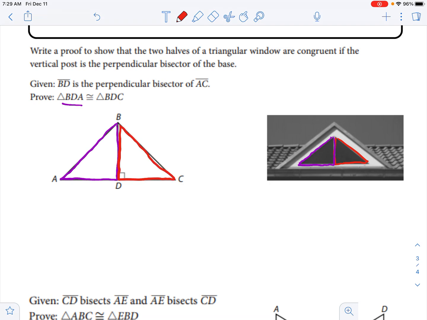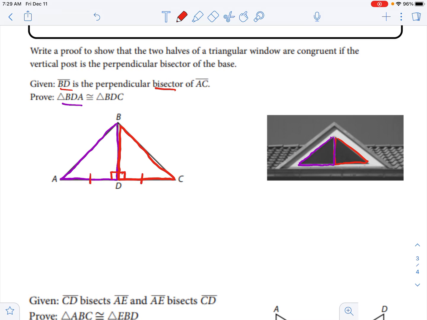Well, we always start with our given. It's given that BD is the perpendicular bisector. Perpendicular means I have a right angle. So if that side's a right angle, that's a right side. And bisector means it cuts it in half. So I know that that's congruent.